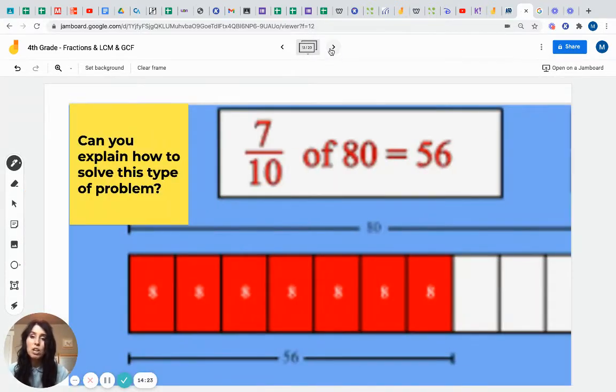Way to go. So can you explain how to solve this type of problem using the visuals that I've given you? Go ahead and stop this video and talk to a partner and see if you together could figure out how to solve this using this representation with my fractions.